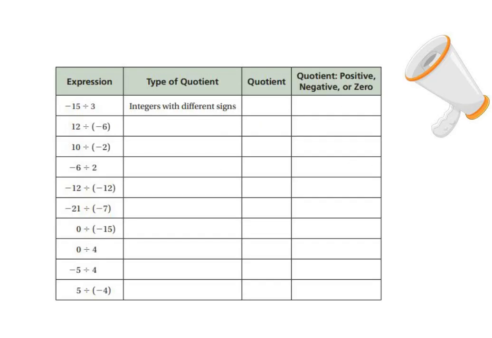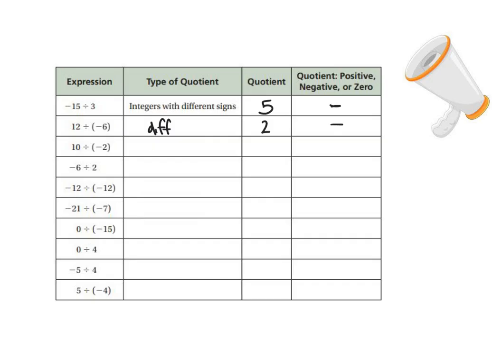So looking at this, we have negative 15 divided by 3. The integers have different signs. So 15 divided by 3 is 5. And because they have different signs, the answer is negative. 12 divided by negative 6. They have different signs. 12 divided by 6 is 2. And positive divided by negative is negative.